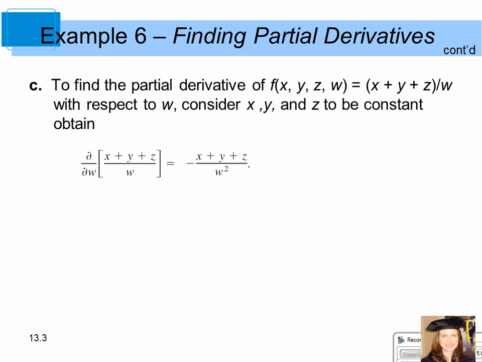For this example, we want to find the partial derivative of f of x, y, z, w. So this is a function of 4 variables, where the function is equal to x plus y plus z divided by w. We want to take the derivative of this with respect to w. You can consider x, y, and z to be constant. So this is a constant in the numerator divided by w. You can use the quotient rule, or you can write this as x plus y plus z, all of that times w to the negative 1 power, and use the power rule to get negative the quantity x plus y plus z all divided by w squared.